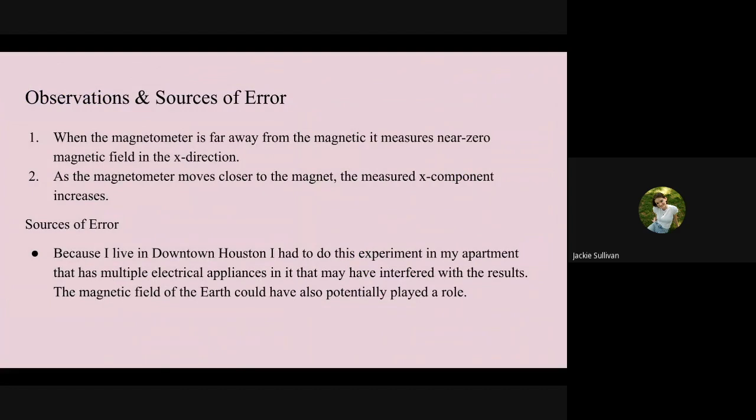From the observations list, we saw that when the magnetometer is far away from the magnet, it measures near zero magnetic field in the x direction. As the magnetometer moves closer to the magnet, the measured x component increases. Some sources of error: I do live in downtown Houston in an apartment, so I don't have a yard or anywhere I can do this outside without the influence of additional magnetic fields. The pull of multiple electrical appliances, as well as the magnetic field of the Earth, is of course going to help skew these results and is a large source of potential error for this experiment.